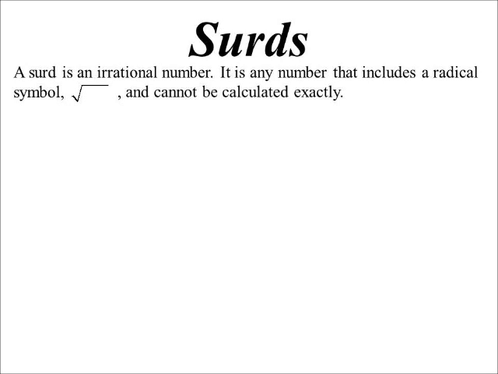So, for instance, the square root of 9 is not a surd because we can calculate that exactly. So ones that we cannot. It doesn't have to be a square root. It could be a cubed root, a fourth root, a fifth root. If we can't work it out, it is a surd.